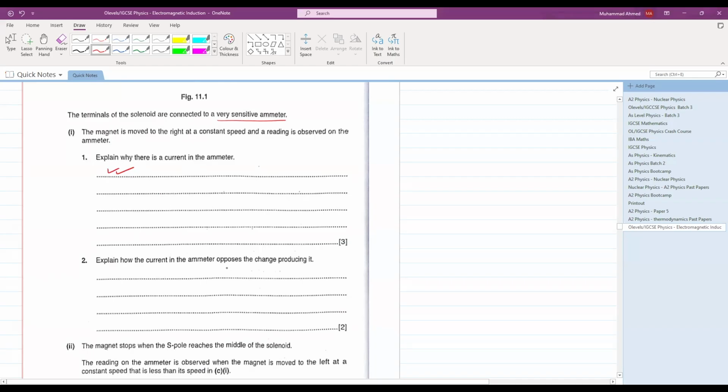Explain how the current in the ammeter opposes the change causing it. This is a good question. This is also repeating, but this is a good question. This is Lenz's law.